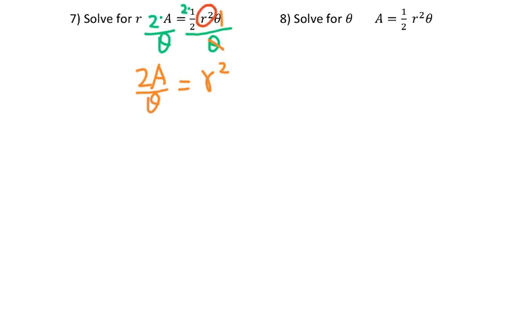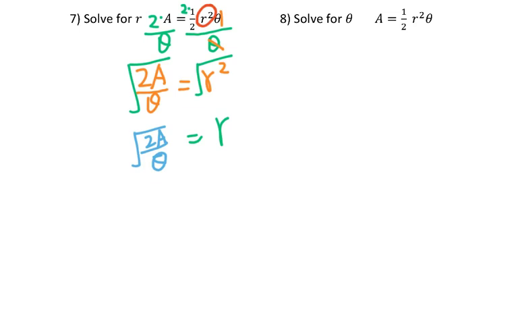Then I take the square root of both sides. This one, since r is a radius, that must be positive. That's why you don't have to put the plus or minus this time. Then r equals square root of 2a over theta.